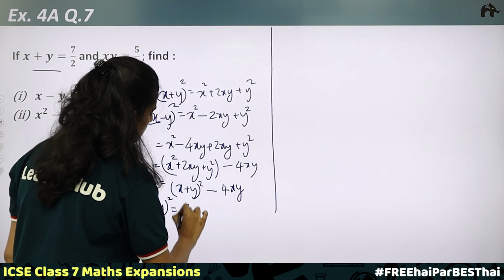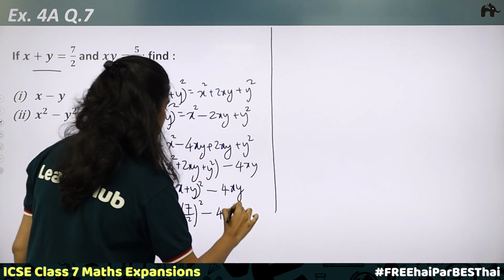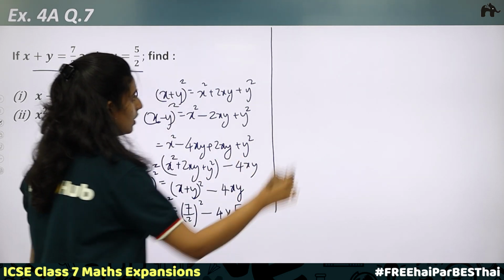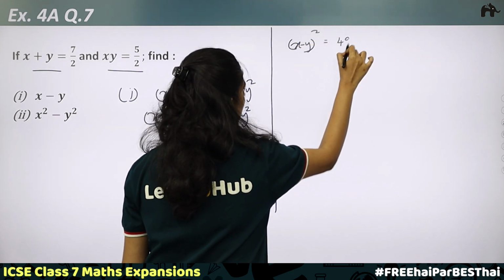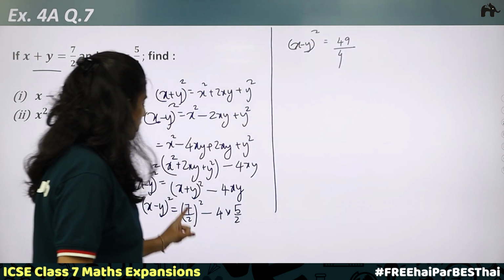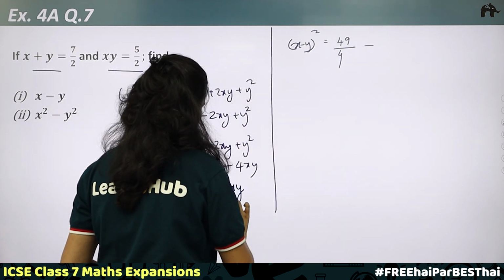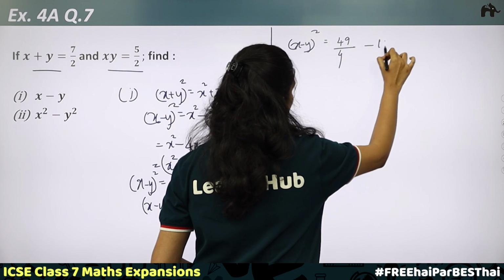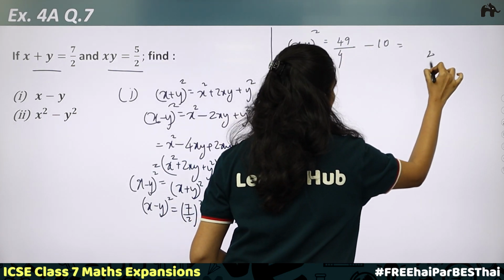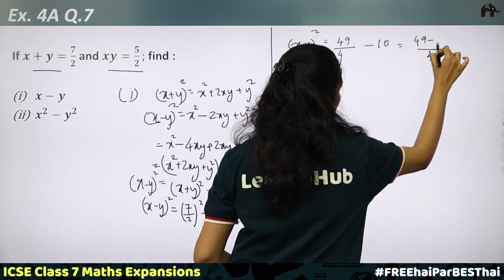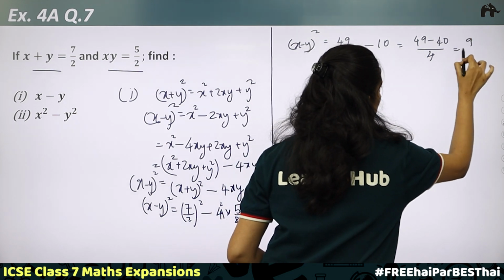(7 by 2) square minus 4 into xy, which is 5 by 2. So (x minus y) whole square is equal to 49 divided by 4. 7 square is 49 and 2 square is 4. Minus, cancelling we get 2 here. Therefore 10. Okay. So this is equal to, LCM 4, 49 minus 4 into 10, 40, which is equal to 9 by 4.